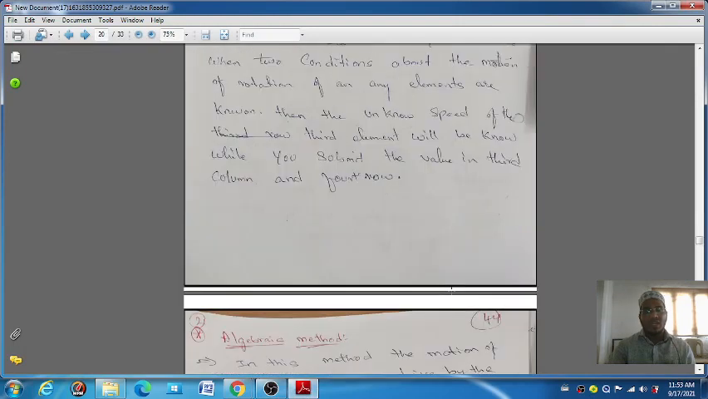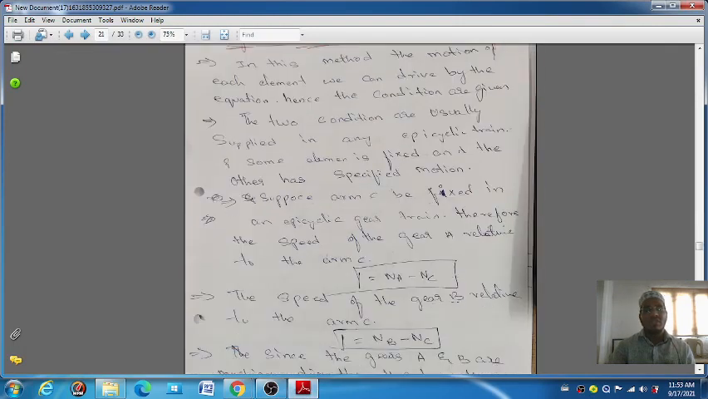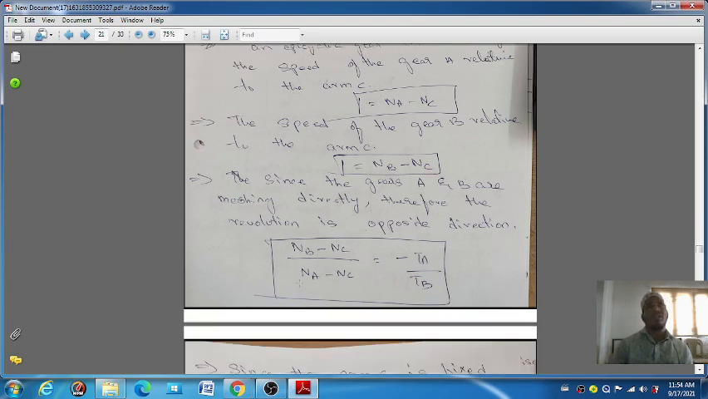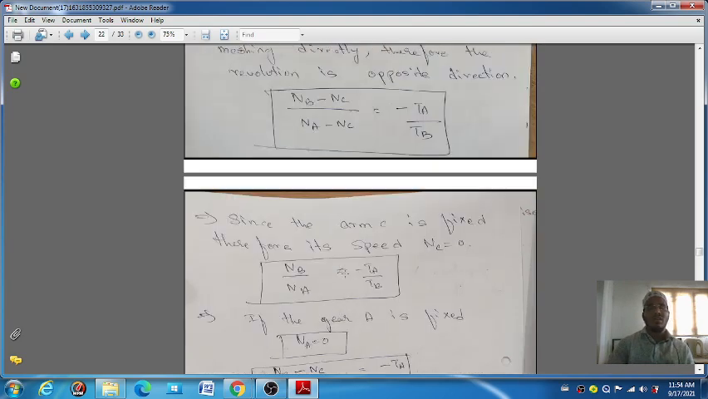Next, the algebraic method. In the algebraic method, the conditions are: Na minus Nc, meaning speed of gear A minus speed of gear C, gives the relative motion of the speed between the arm and the gear. Like that, Nb minus Nc. If the question asks to find the speed ratio of these two gears with the arm, using the algebraic expression, you take Nb minus Nc by Na minus Nc is equal to minus Ta by Tb.